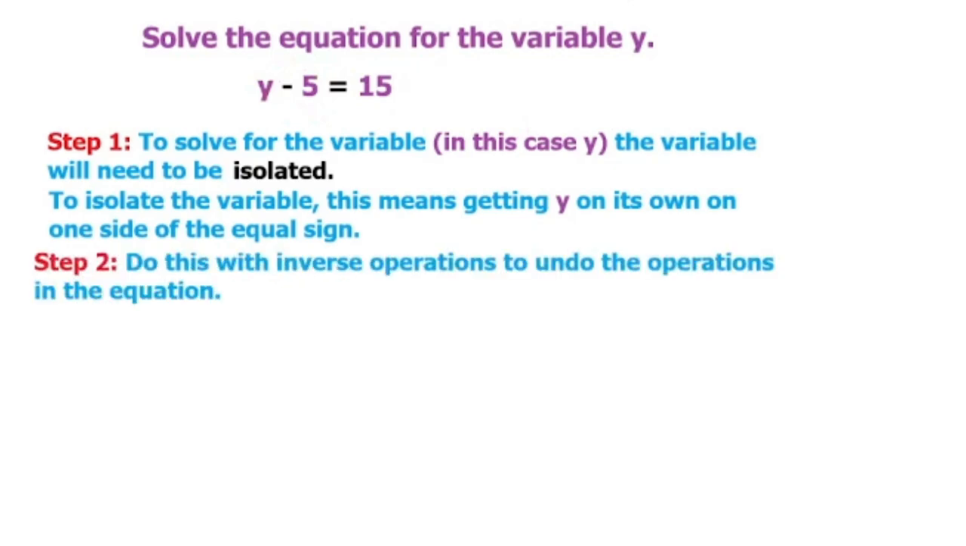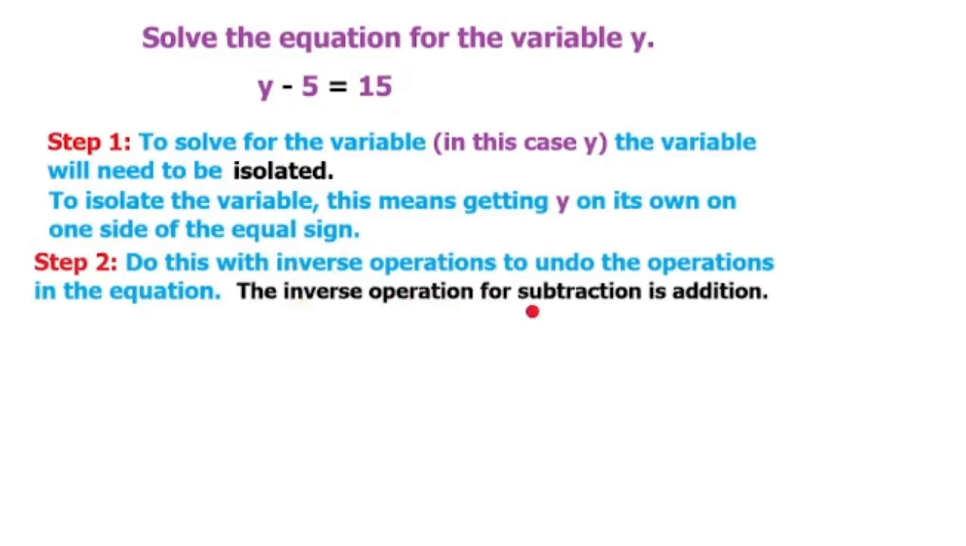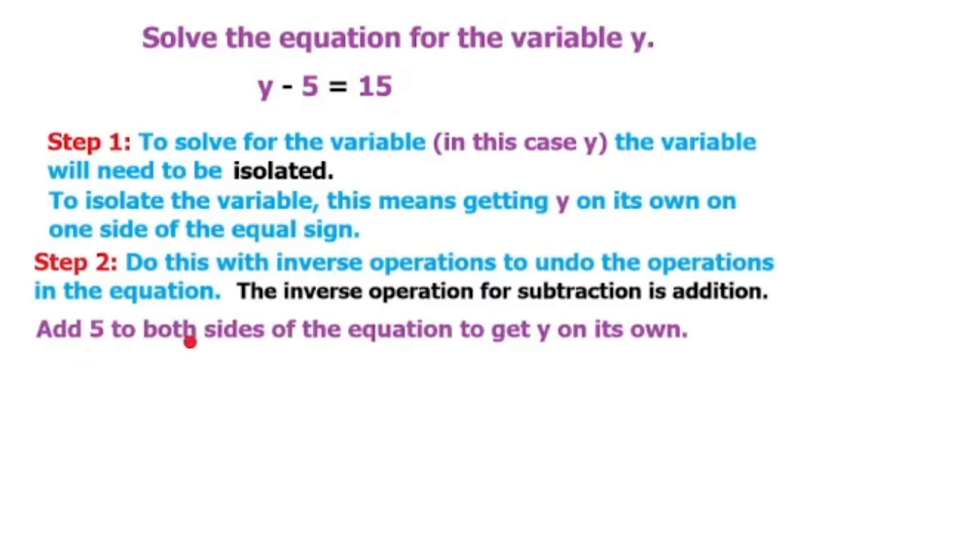So step 2. To isolate y, do this with inverse operations to undo the operations in the equation. So what does that mean for this one? The inverse operation for subtraction is addition. We have a subtraction here, so to undo this, we have to add something. So add 5 to both sides of the equation to get y on its own.